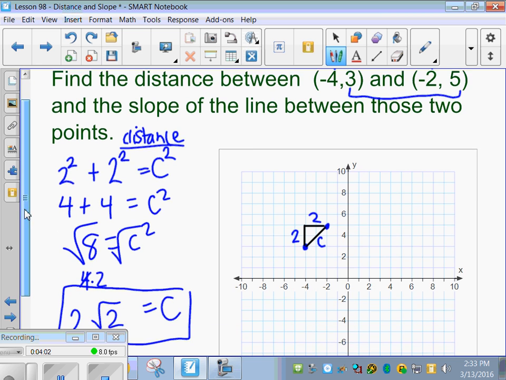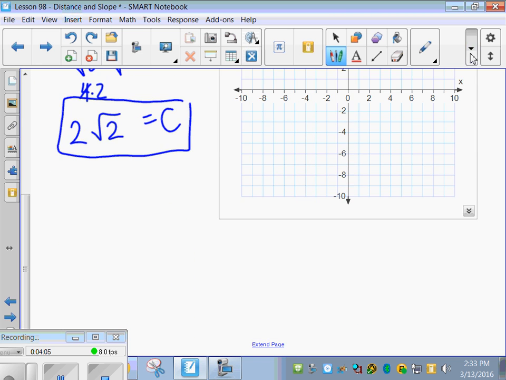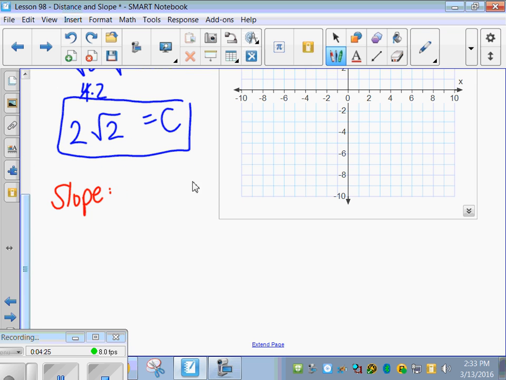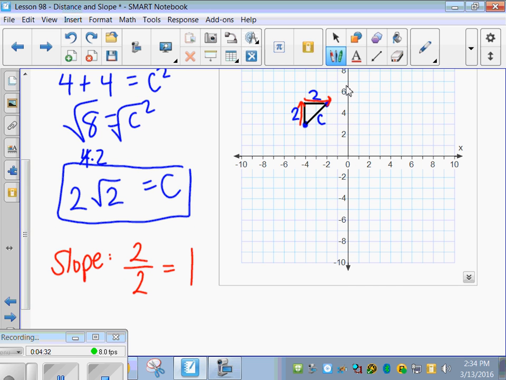We also need to find the slope. So that's a separate problem. So now I also am going to find the slope between the 2 points. So by looking at the graph, slope is the rise over the run. So how far up we went and how far over we went. So my change in y was positive 2, and my change in x was also positive 2. So my slope is 2 over 2, which reduces to 1. And you can look at the line. This has a positive slope because it's going uphill, so it's positive 1.